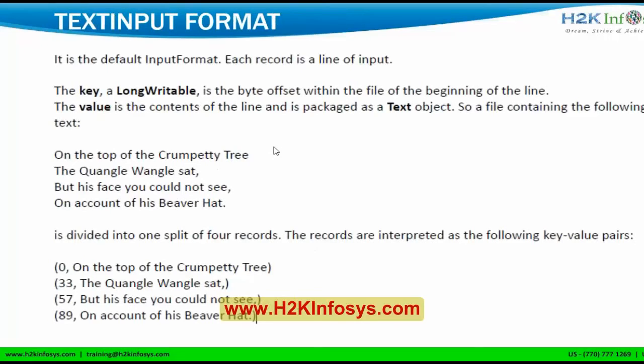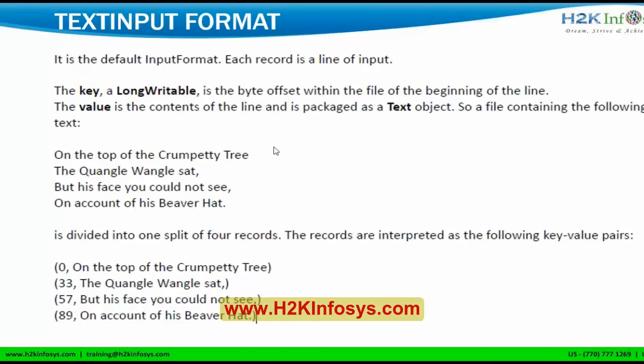If you see the text input format, suppose you have text in this form: On the top of the Crumpety Tree, the Quangle Wangle sat, but his face you could not see, on account of his Beaver Hat. If this is the record I got in my input split, it will be one split divided into 4 records. The 4 records will be divided only with the byte offset itself.